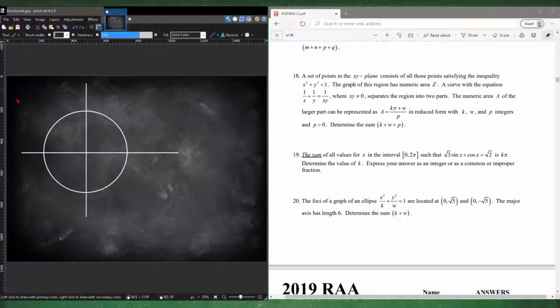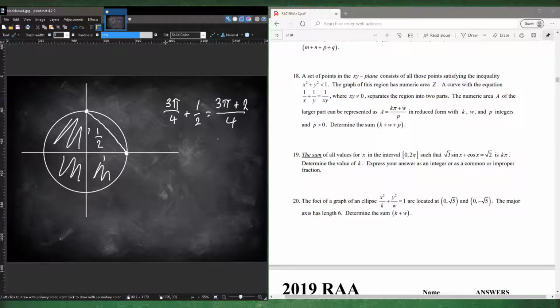So we know that this is radius 1. So that means x plus y equals 1 splits this equation right here, and we can find this larger part. All we have to do is add 3/4 of a circle plus this triangle. This triangle is 1 by 1, so the area is 1/2. And the area of this circle is pi, so 3/4 of it is 3/4 pi plus 1/2. Simplify as 3 pi plus 2 over 4. Add the coefficients and you get an answer of 9.